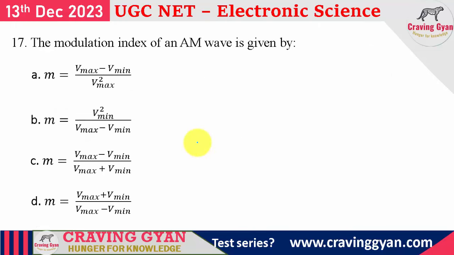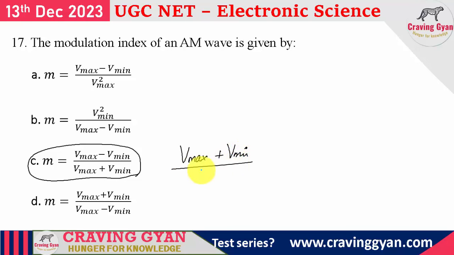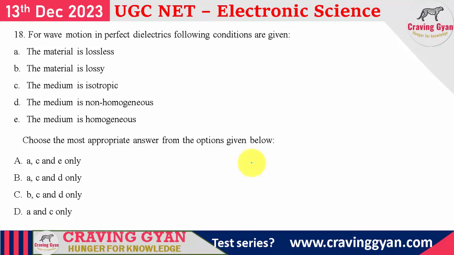Correct? Next, in the 17th question, again, straight away, they are asking the question on analog communication. The modulation index of an EM wave is given by, we know that M equals (V max minus V min) divided by (V max plus V min). This is one thing. One more thing is there, that is (V max plus V min) whole divided by 2. The carrier amplitude, if you are going to represent something like this, right? Option C is going to follow.